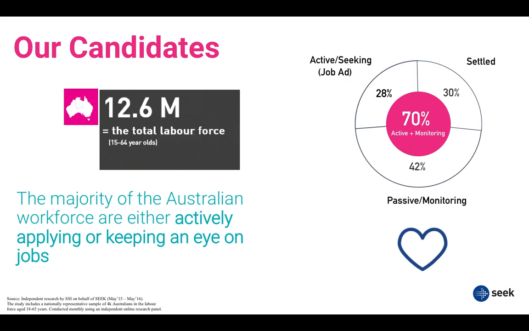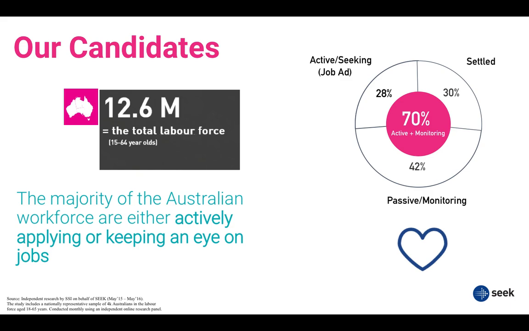Now, breaking the candidates up into segments, we've got 30% of the market settled at any given time, so not looking to move, hopefully happy where they are at the moment. Then we've got 28% of the market that are active or seeking at any given time. So these are the candidates that I would describe are typically applying for the ads that you've got listed on Seek. And then you've got 42% of the market that are passive or monitoring at any given time.